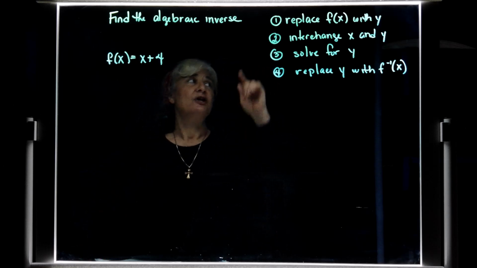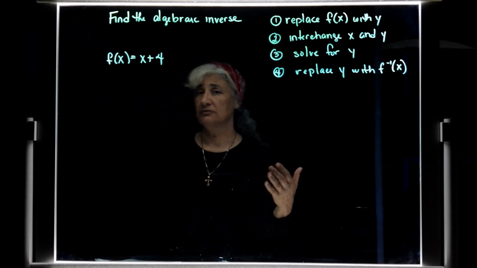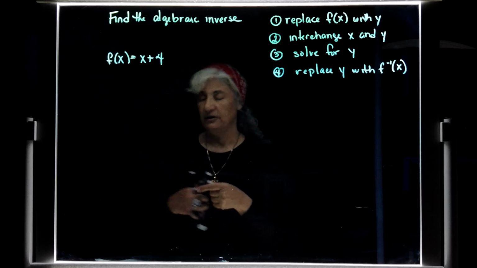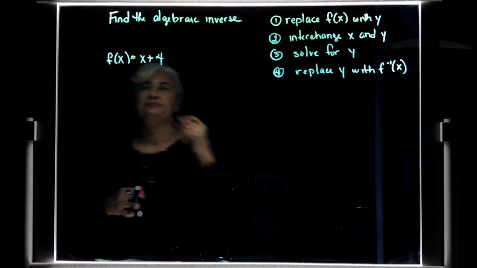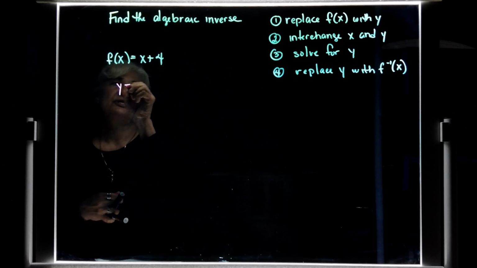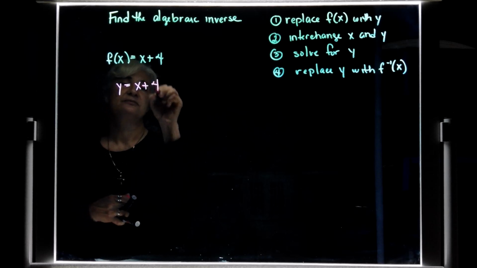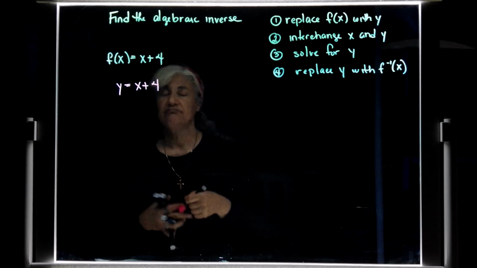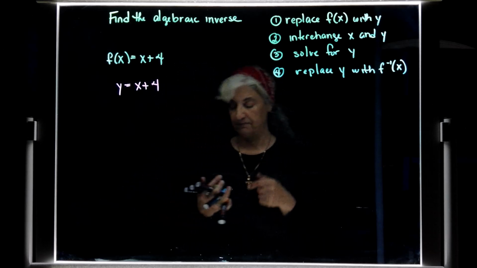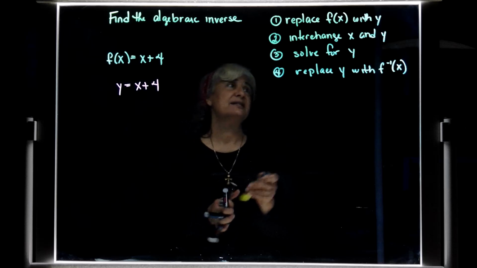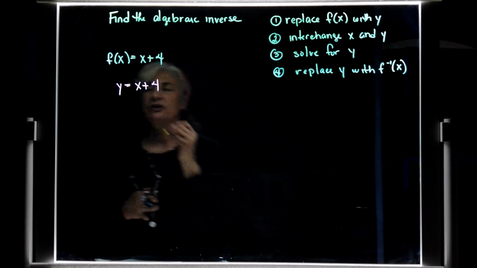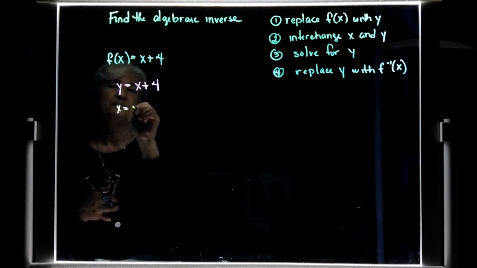The first thing it asks me to do on these 4 steps is to replace f of x with y. You're like, why are we doing that? It's easier to deal with a single variable, y, versus the function notation f of x. Okay. Next step says interchange x and y. Switch them. You're like, why do we switch them?